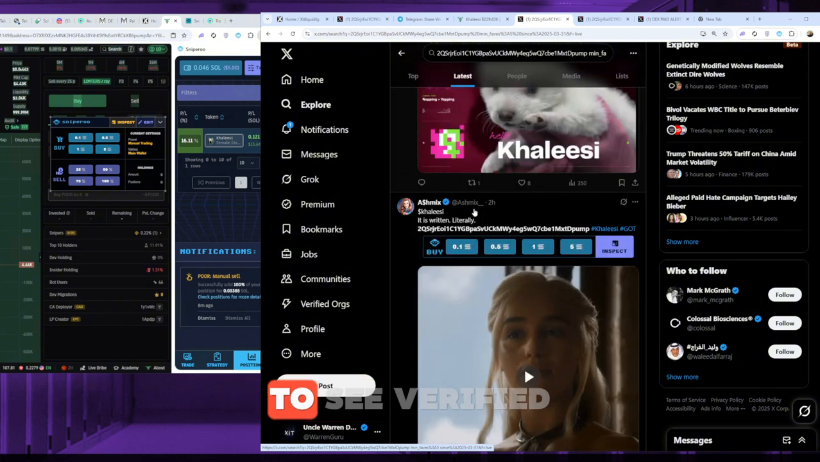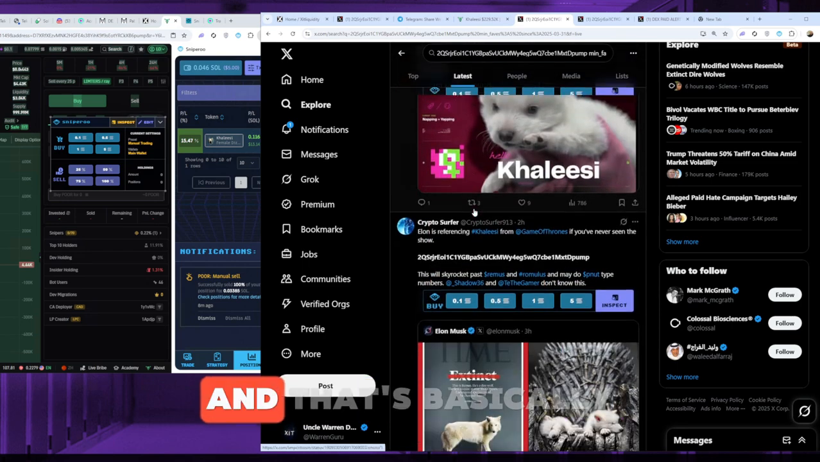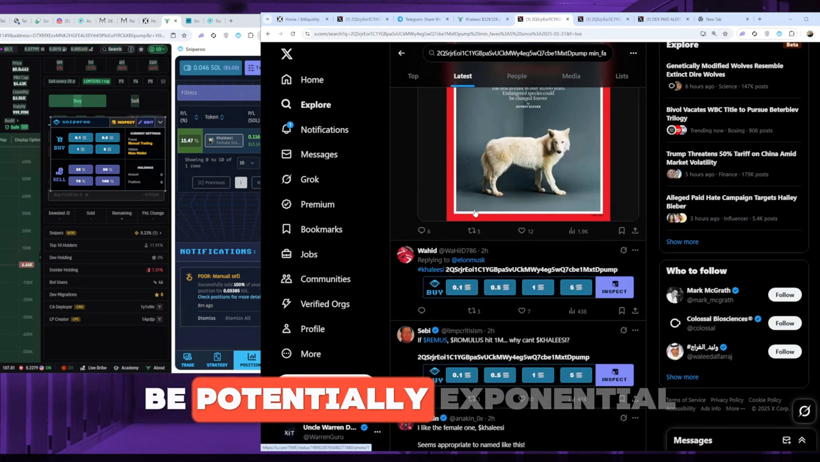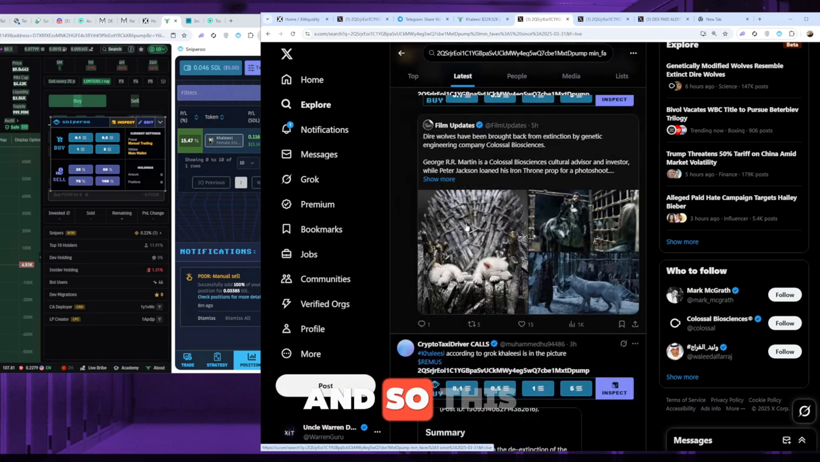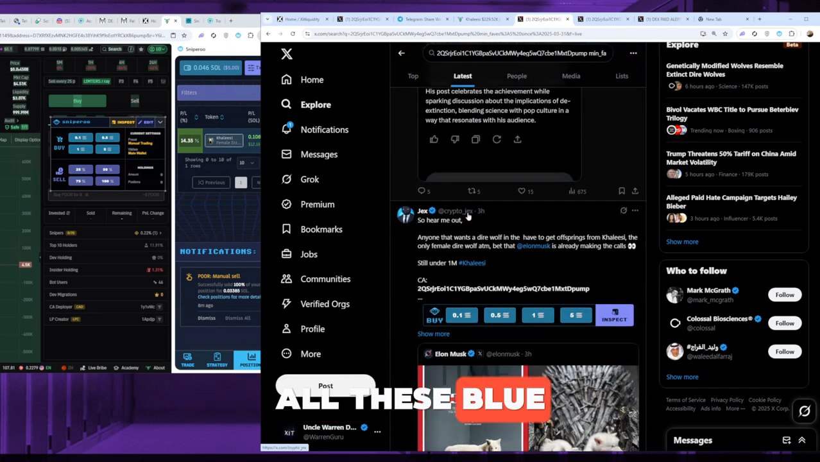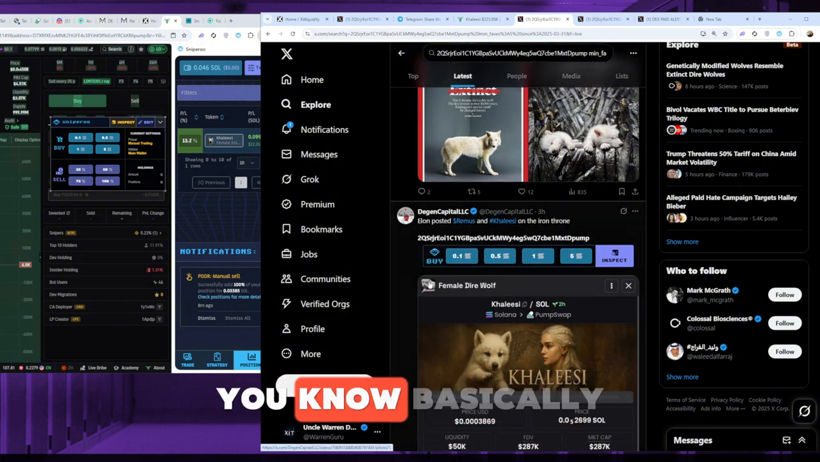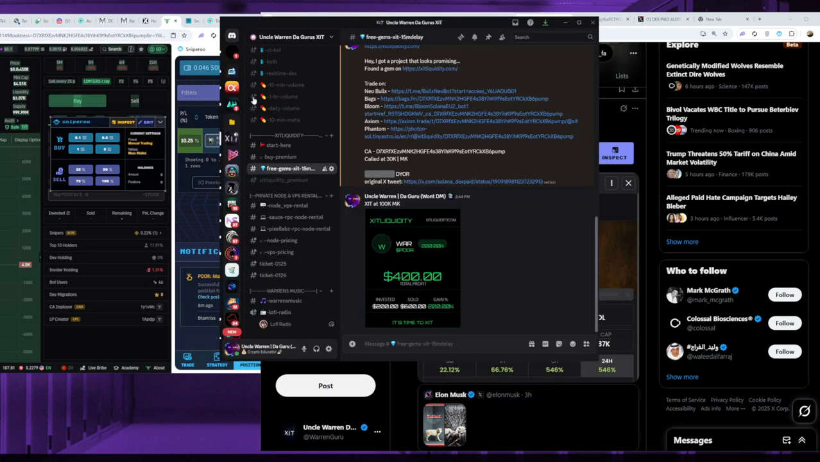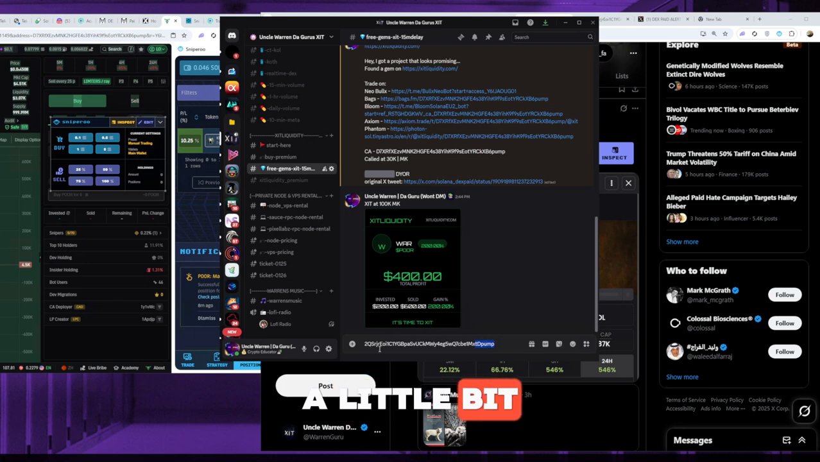It's always bullish to see verified accounts talk because that way you know it's not botted. And that's basically the start of something that could be potentially exponential. I mean, it's the CT tracker of CT trackers. And so obviously this information with all these blue checks would not have ever been possible without basically using exit liquidity. Now, what I'm going to do is I'm going to go ahead and drop this in my Discord so people can get a little bit of a sense of that.